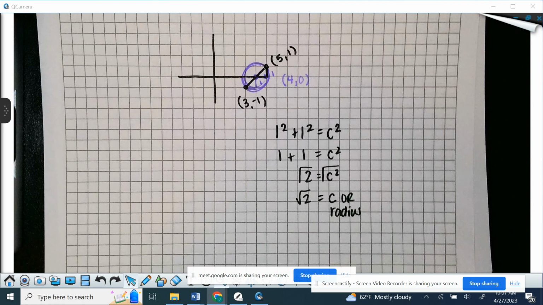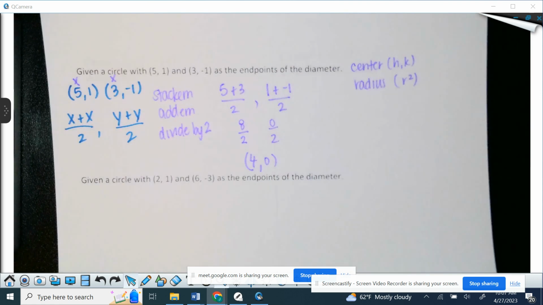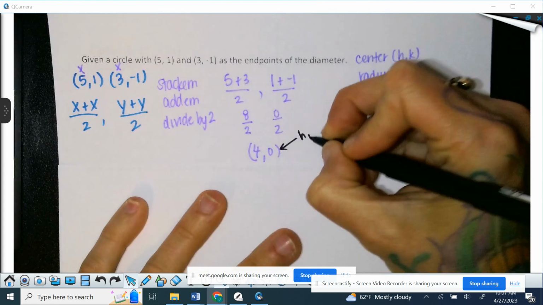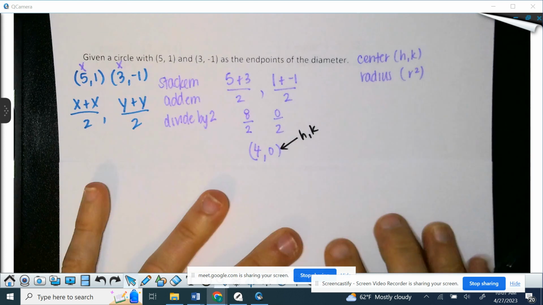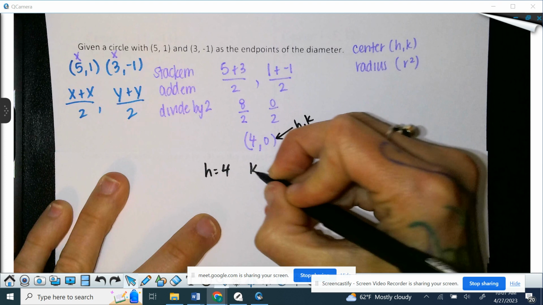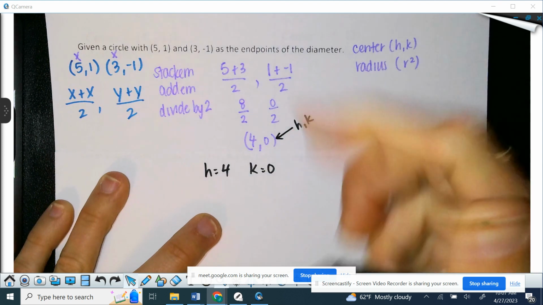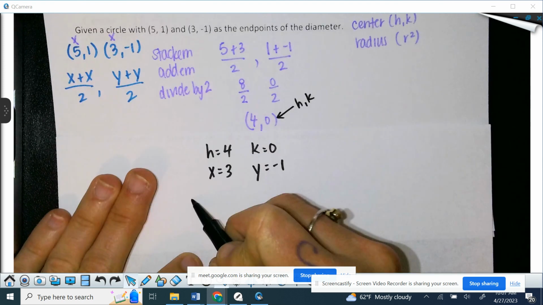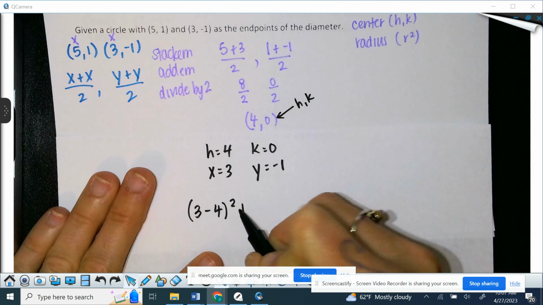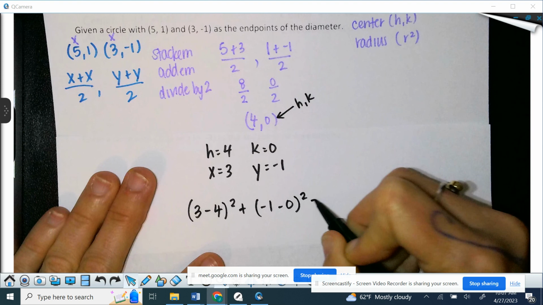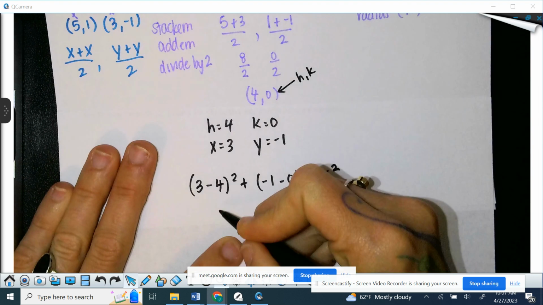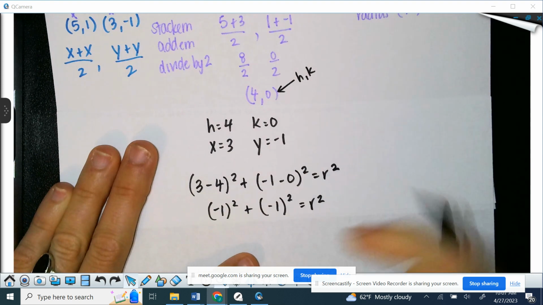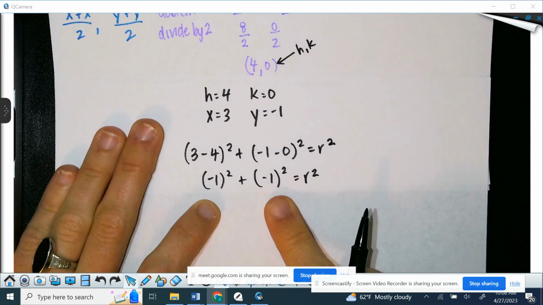But if the previous problems are fairly easy for you, continue to do so, because now I have my HK and I have 2 coordinates and I can pick whichever I want to use. So if my H is 4, my K is 0, I'm going to pick the smaller one, so 3, -1. X is 3, Y is -1. So X minus H squared plus Y minus K squared equals radius squared. 3 minus 4 and -1 minus 0 is -1 equals r squared. I don't know if you see the pattern here. Now this looks exactly like Pythagorean theorem like we just did. And that's going to be -1 squared.